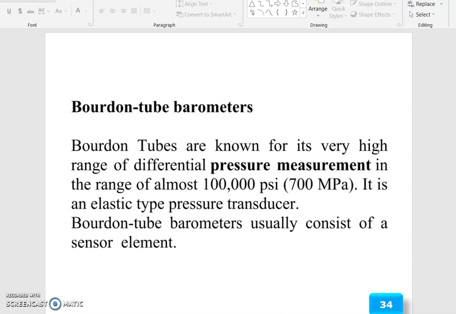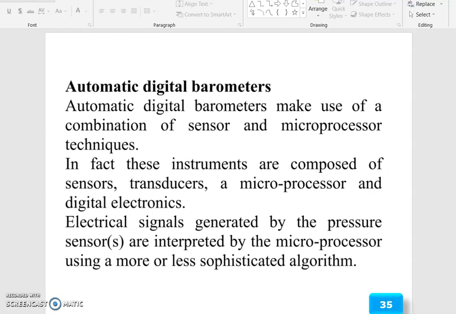Bourdon tube barometers. Bourdon tubes are known for their very high range of differential pressure measurement, in the range of almost 1 lakh psi, like 700 megapascal. It is an electric type pressure transducer. Bourdon tube barometers usually consist of a sensor element.